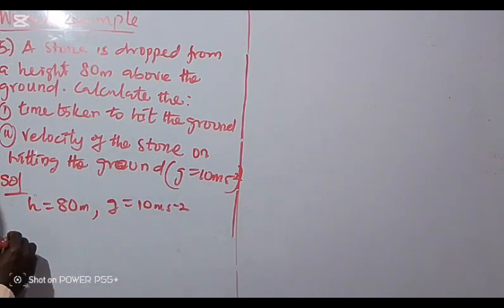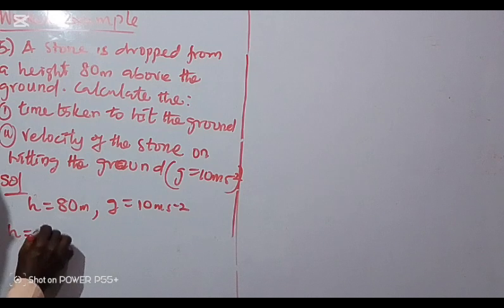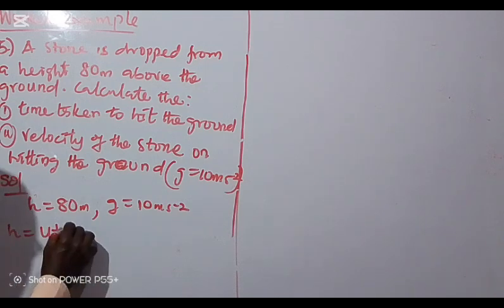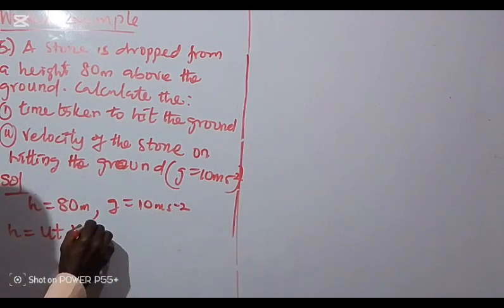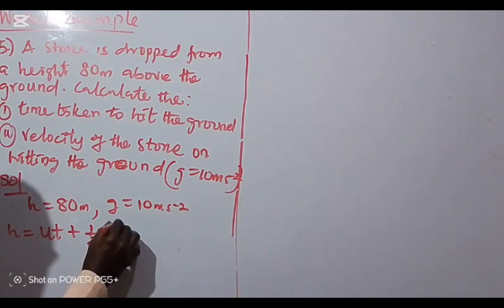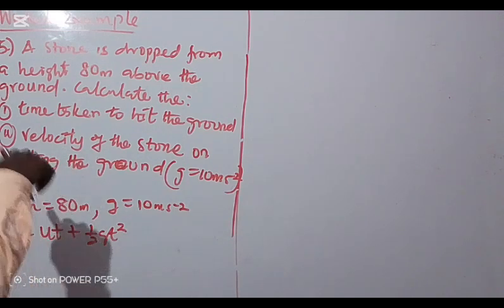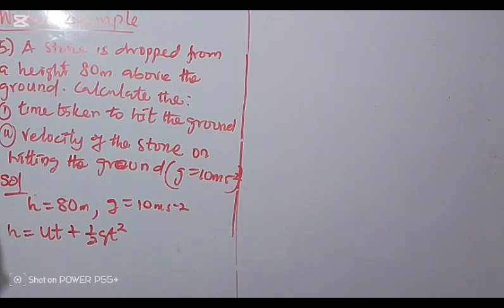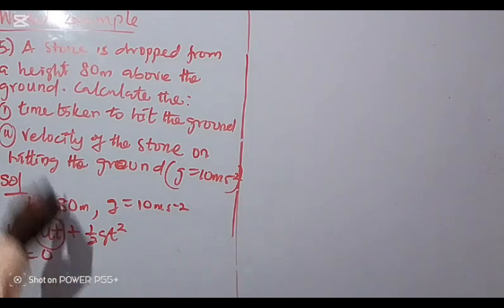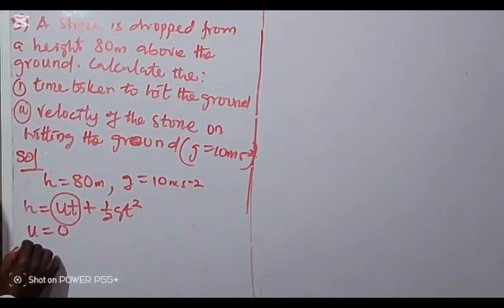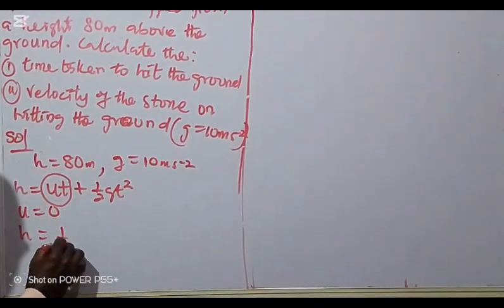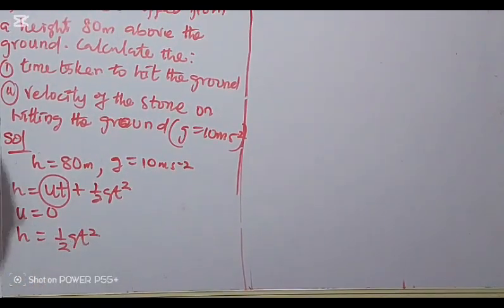That is, H is equal to ut plus, it is coming down, half gt squared. And don't forget, when it is coming down, just repeating theory, u is equal to 0 when the object is coming down. If u is equal to 0, then this term will be equal to 0. We are now left with H is equal to half gt squared. What do we need? t.